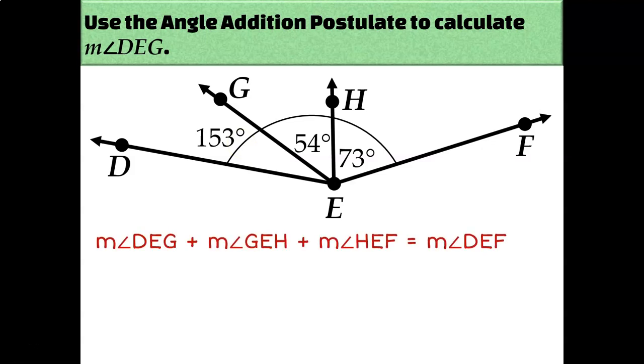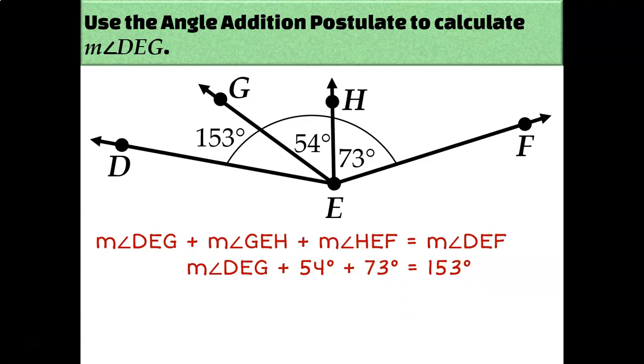So I'll set up my angle addition postulate and plug in what I know. What is the measure of angle DEG? Well, I don't know, that's what I'm looking for, so I'm just going to leave it as the measure of angle DEG. What is the measure of angle GEF? GEF is 54 degrees. What's the measure of angle HEF? HEF is right here, it's 73 degrees. And then like we said, the measure of angle DEF, this whole thing, is 153. So filling in my numbers, my equation turns into this. So to solve for the measure of angle DEG, I would need to subtract 54 and subtract 73 from 153.